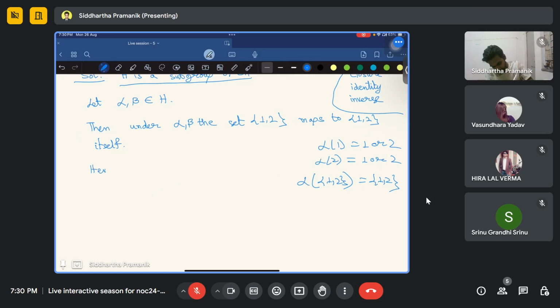Hence under alpha beta, meaning the composition of alpha and beta, this is also a bijection. So for this case also it is the same.